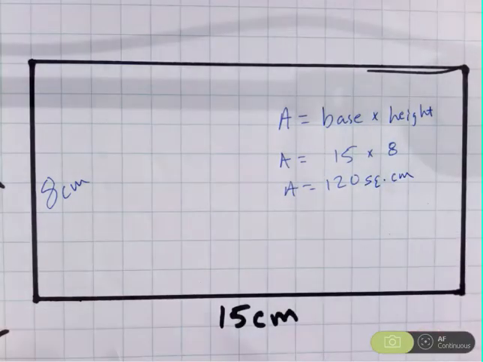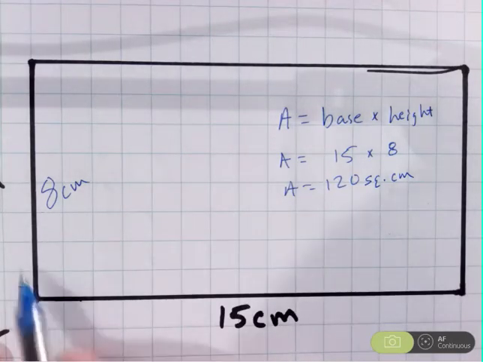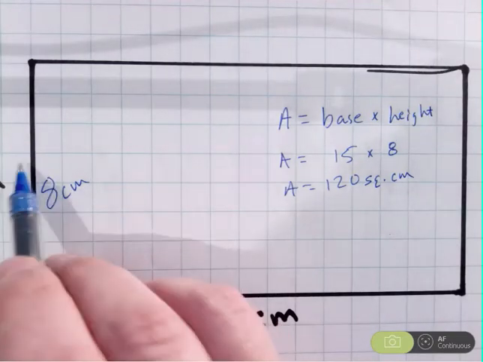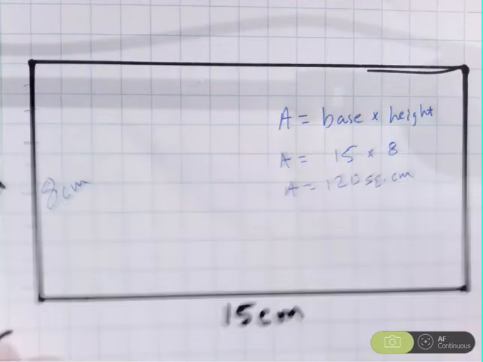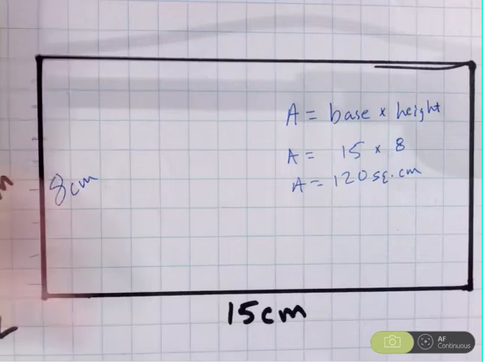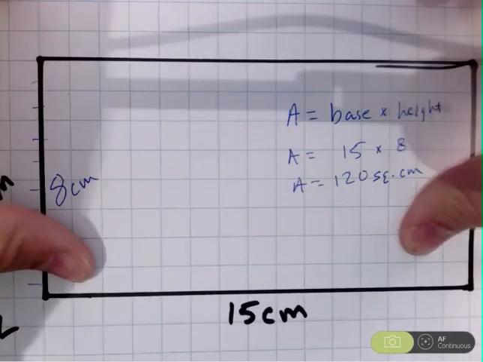Okay? You can go back and count them. These are 15, 30, 45, 60. And then another 15, 30, 45, 60. So that's 60 and 60 is 120. Okay? So there we go with the area of a rectangle.